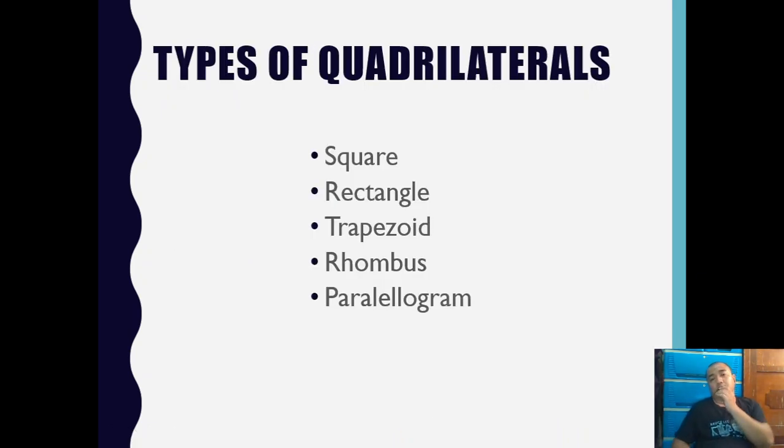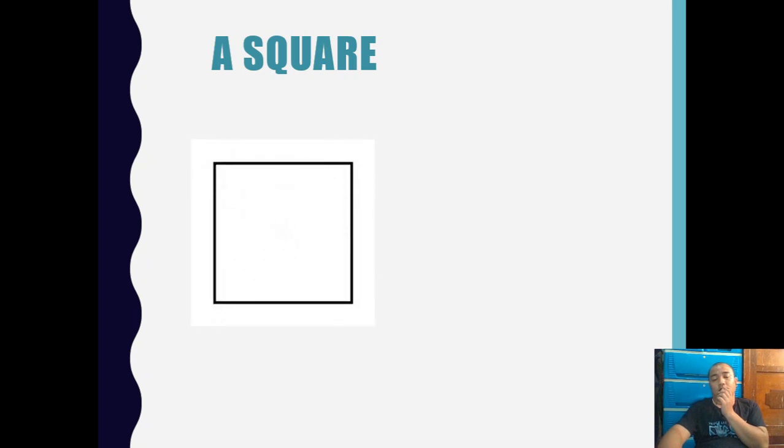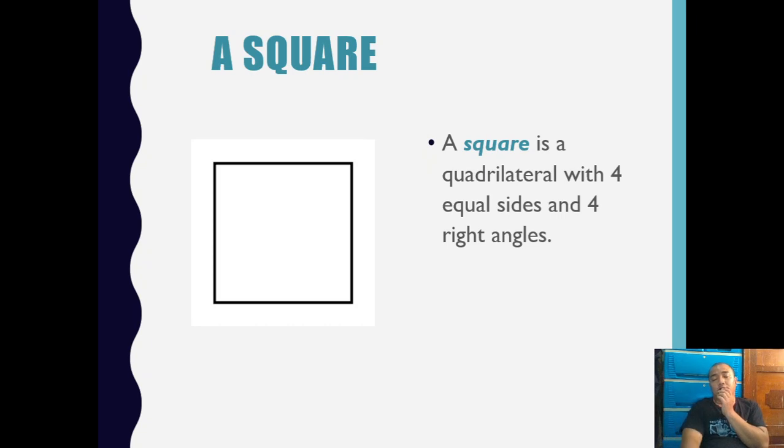So what are the different types of quadrilaterals? Square, rectangle, trapezoid, rhombus, parallelogram. Let's start with the square. What is a square? Ayan, ganyan ang shape niya. Both sides are equal. A square is a quadrilateral with four equal sides and four right angles.